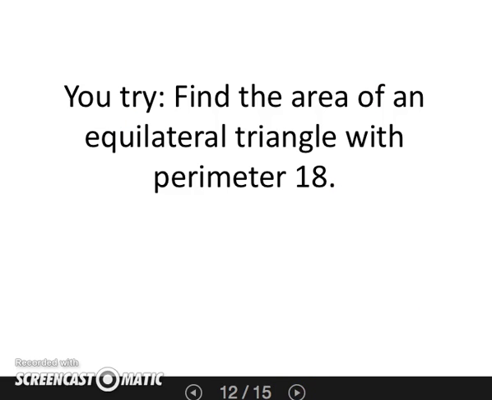You try this one. Find the area of an equilateral triangle with perimeter 18.